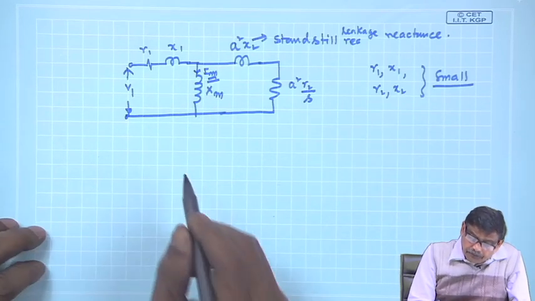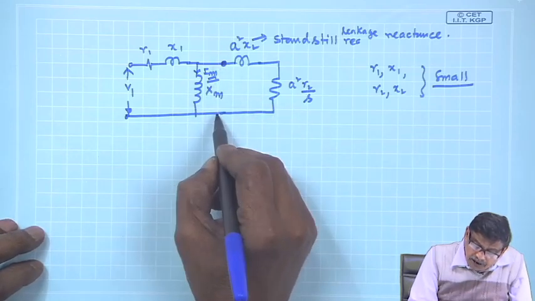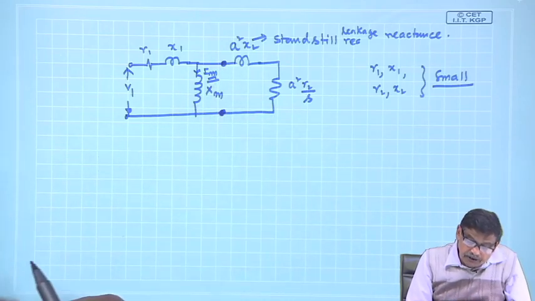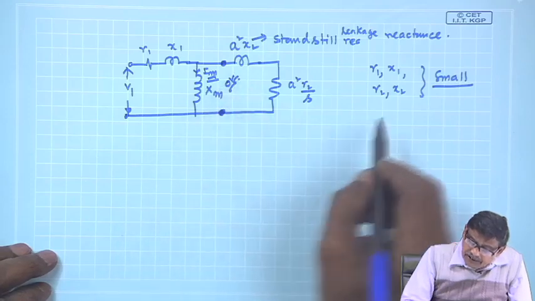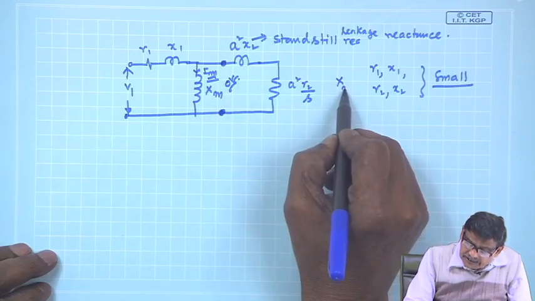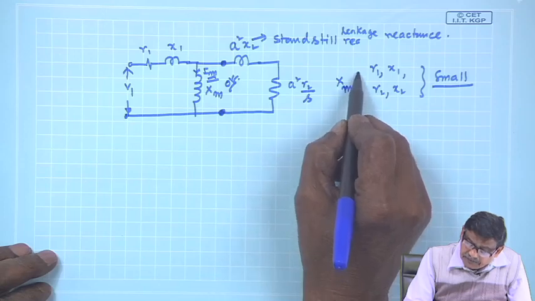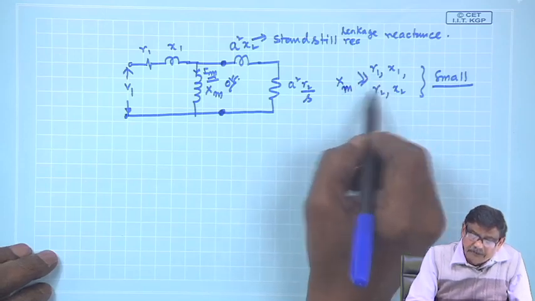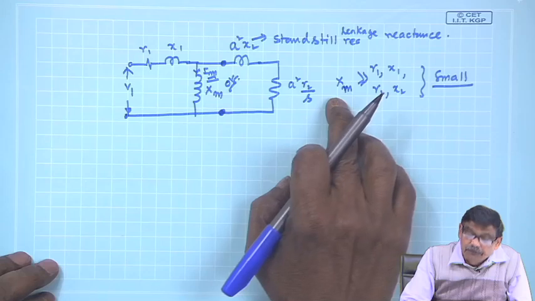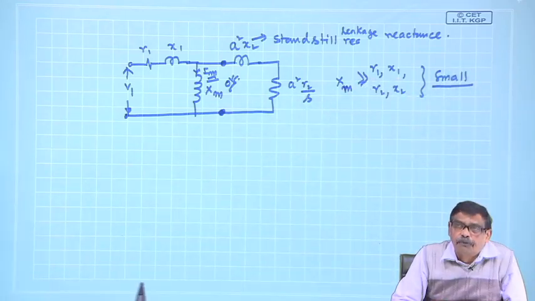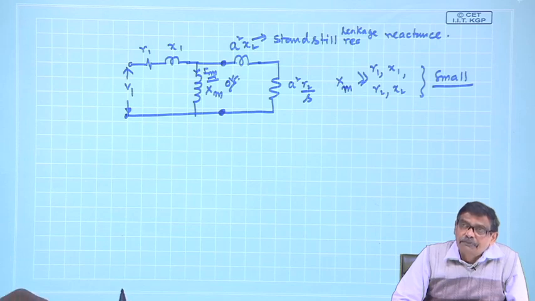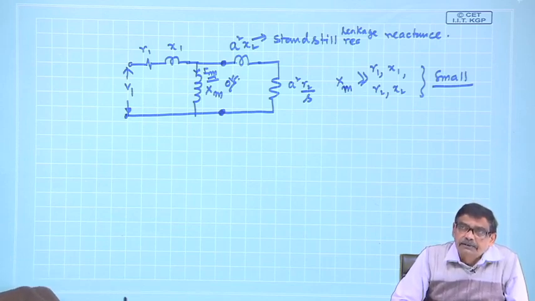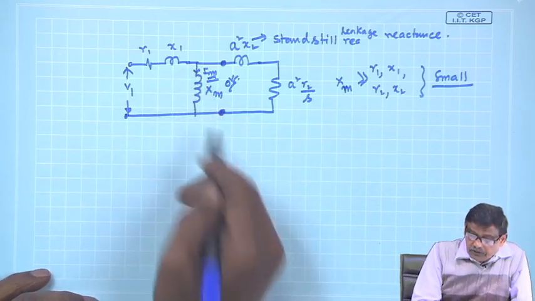Now, of course, XM is larger than these, that is fine. It is large compared to this, but with respect to a transformer of the same rating, XM will be small because of the presence of the air gap. To establish a flux in the air gap, you require a large magnetizing current, that is the thing.